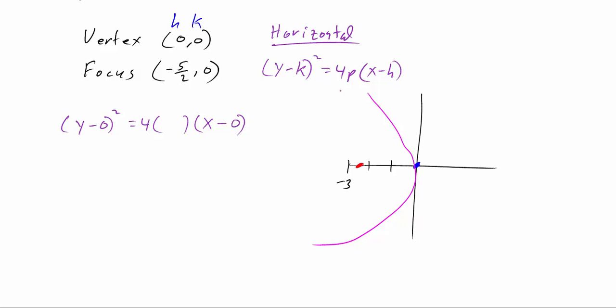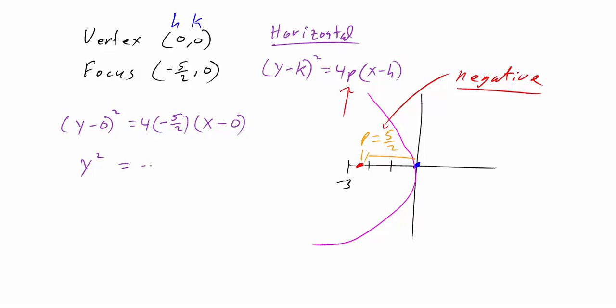So now if we want to find the value of p, we know that's the distance from the vertex to the focus, and once again the p-value is 5/2. But in this case it's going to be negative, because the parabola is opening to the left. So over here we would plug in a negative 5/2, and we can simplify this to simply y squared, and now we end up with negative 10 multiplied by x.